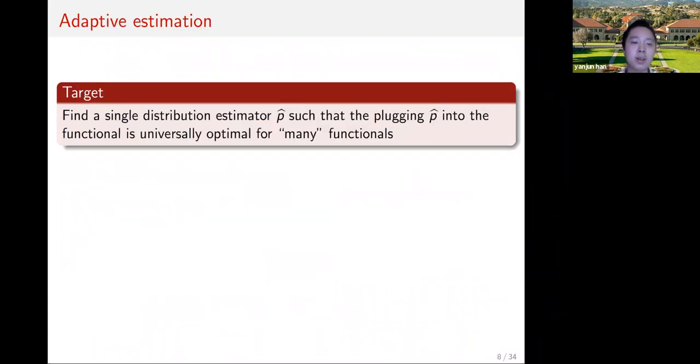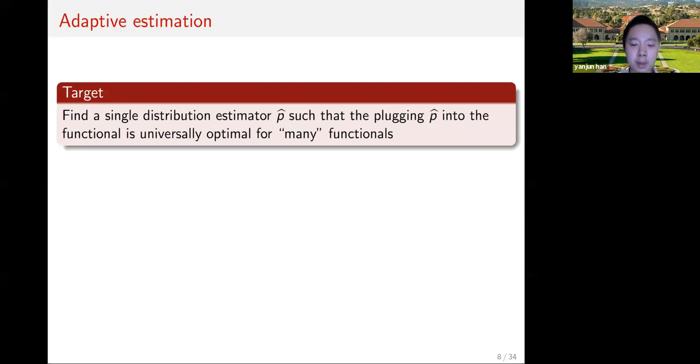Another recent line of research focuses on a different problem called adaptive estimation or universal estimation. The target is to find a single distribution estimator p hat, such that plugging p hat into the target functional will be universally optimal for many functionals.